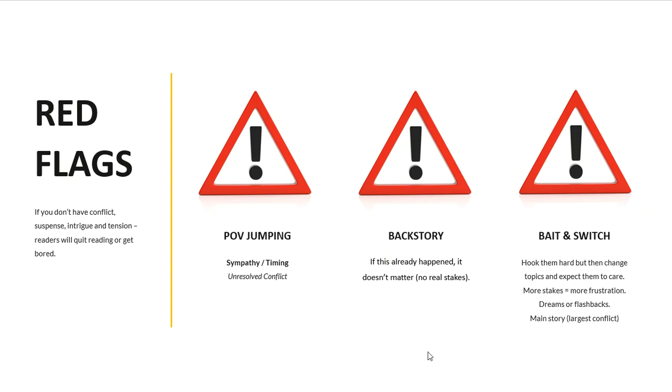A common way of screwing this up is dreams or flashbacks, because if it's a dream, then the stakes or the violence, the intrigue doesn't really matter. So that's something that can really turn off readers if your entire first chapter is a dream.